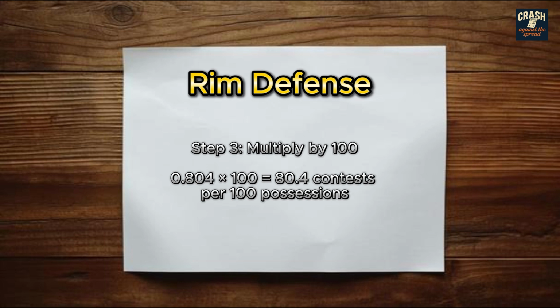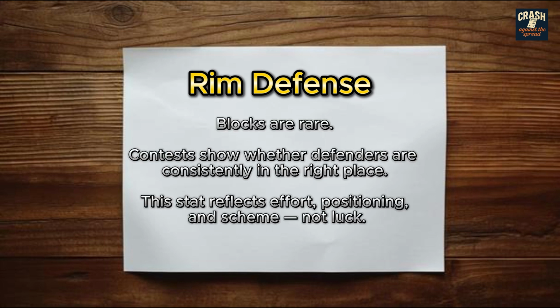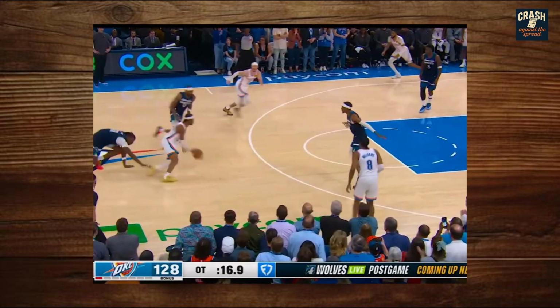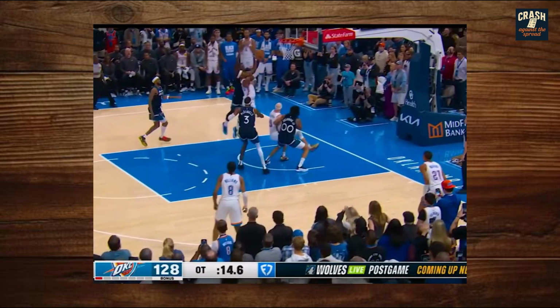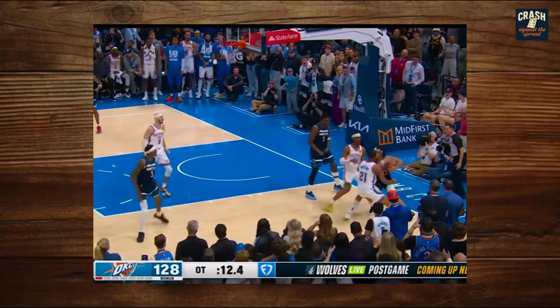What this tells you: blocks are rare. Contests show whether defenders are consistently in the right place. This stat reflects effort, positioning, and scheme, not luck.